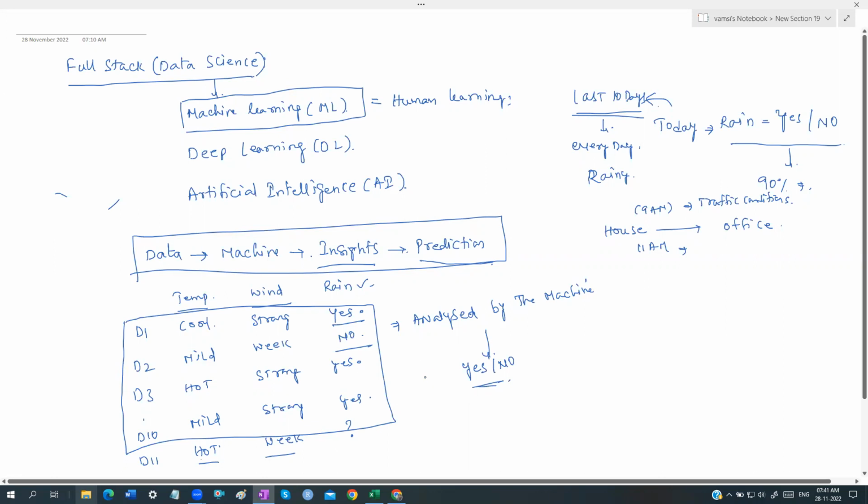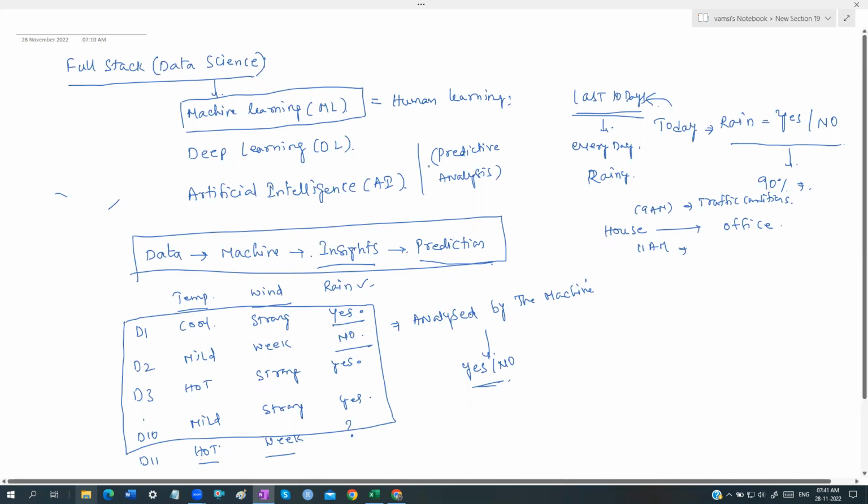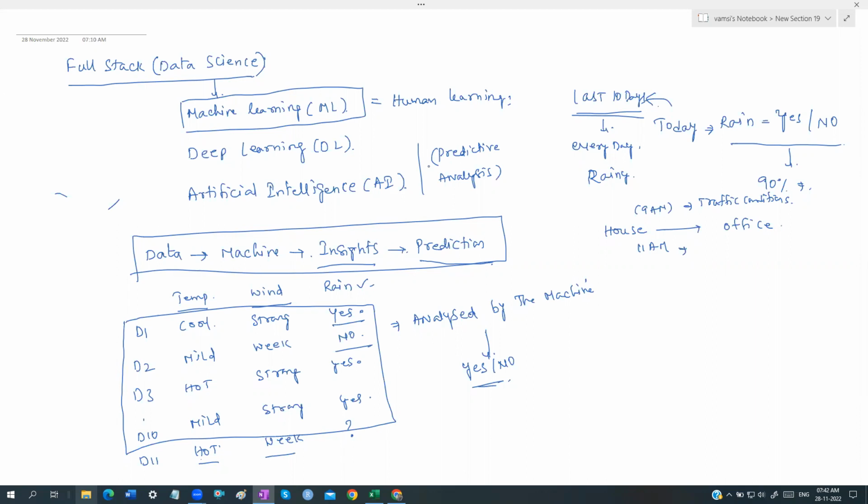It is all about a kind of predictive analysis. It is predicting what is going to happen in the future, depending on what has happened in the past. You can talk about a lot of examples. How it will be done, all these things we'll see technically. I'm just giving some idea of what machine learning is and how it gets done.